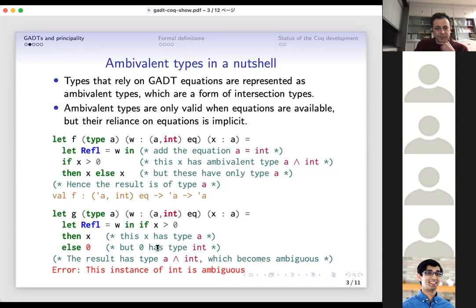In the next example, we have one branch that must have at least type A, since it's X. The other one is 0, it must have type int. So as a result, we will end up having a return type being A and int, which is okay locally, but becomes ambiguous when we leave the scope of the equation. So this results in this error.